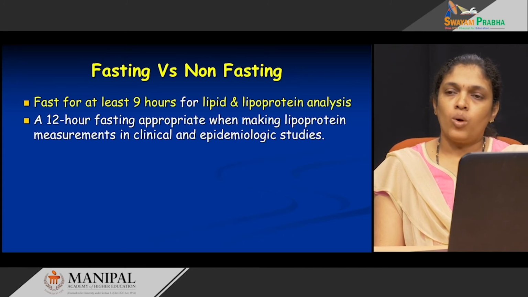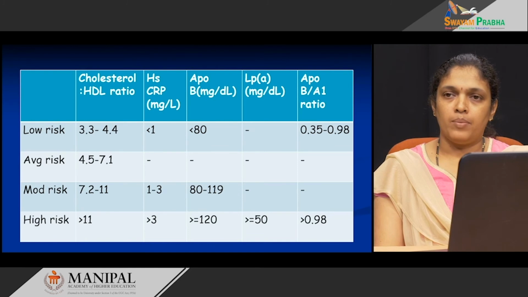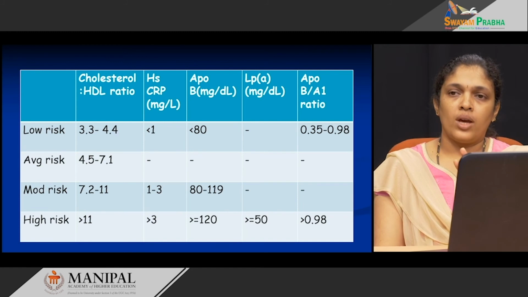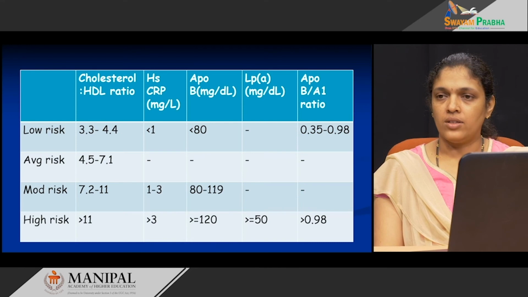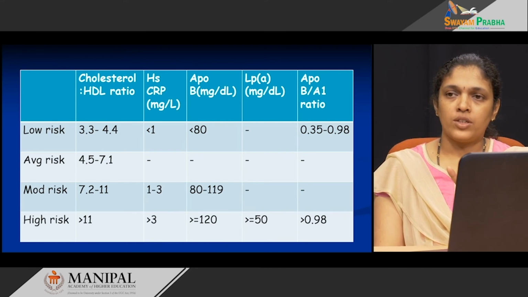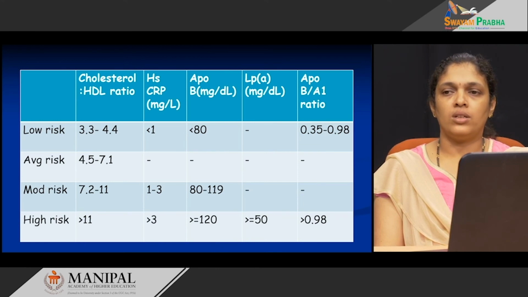Now, what should be the normal levels of these extended lipid profile tests? We have various categories: low risk, average risk, moderate risk and high risk. The table tells us that if the cholesterol to HDL ratio is between 3.3 and 4.4, then there is a low risk. If it is shooting above 11, that means there is a high chance of having coronary artery disease. Similarly, lower levels of hsCRP are always good. If you have less than 1 milligram per liter, you have a low risk of coronary artery disease, but if it is more than 3 milligram per liter, there is a high risk.